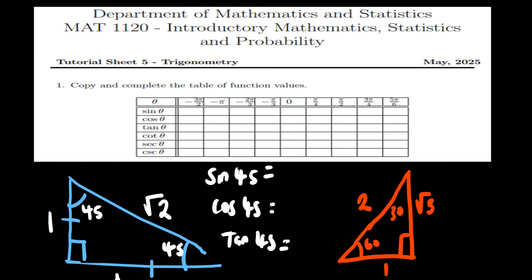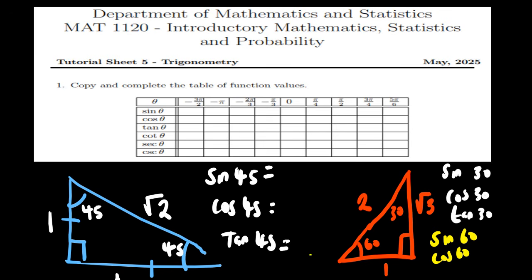Now that we've got this, we're also supposed to find sine 30, cos 30, tan 30. Then we're also supposed to find sine 60, cos 60, and tan 60. Okay, so let's start with the first diagram, this one.